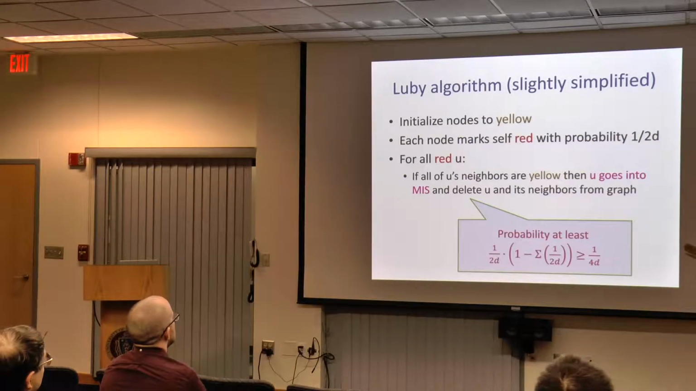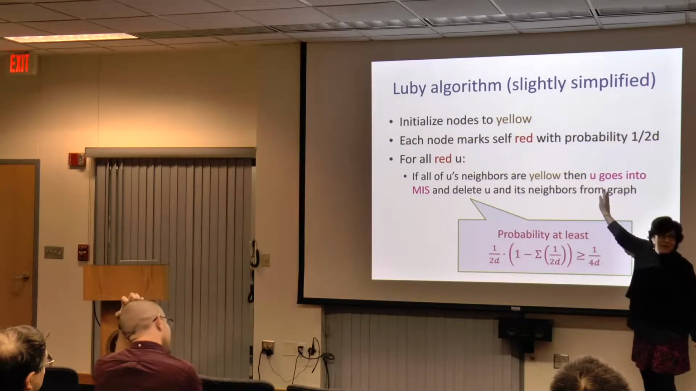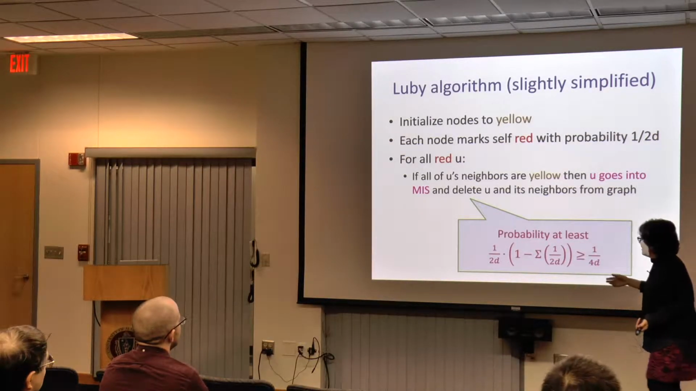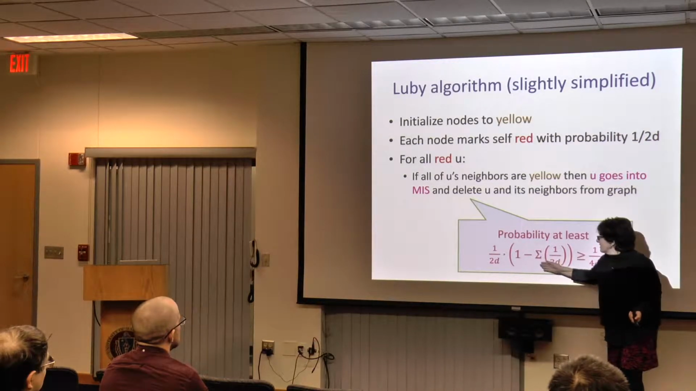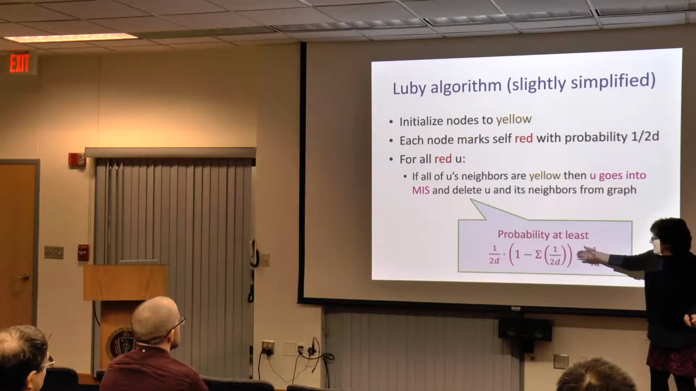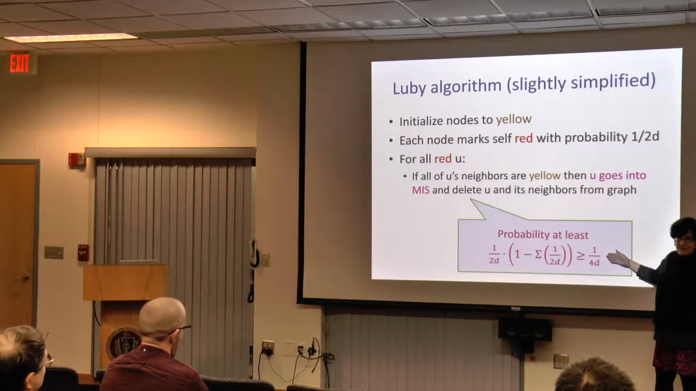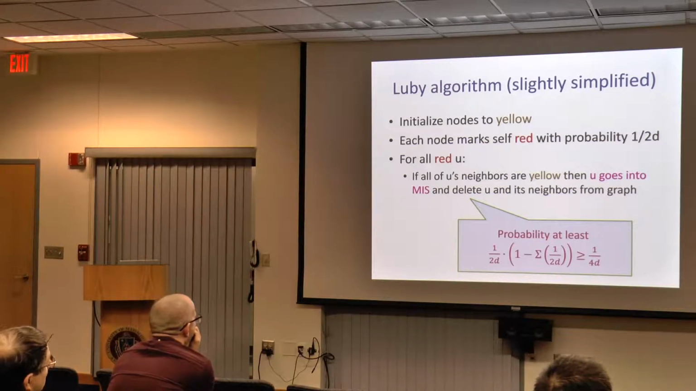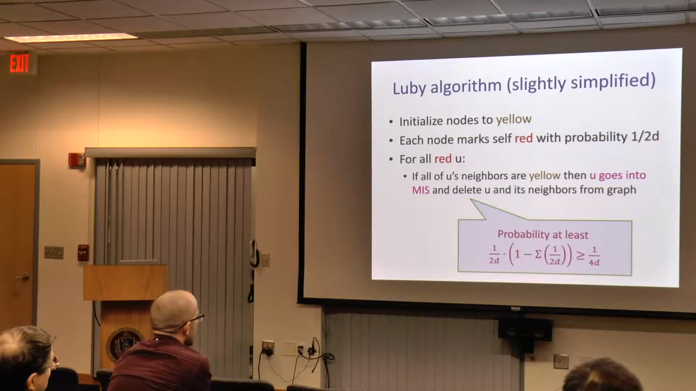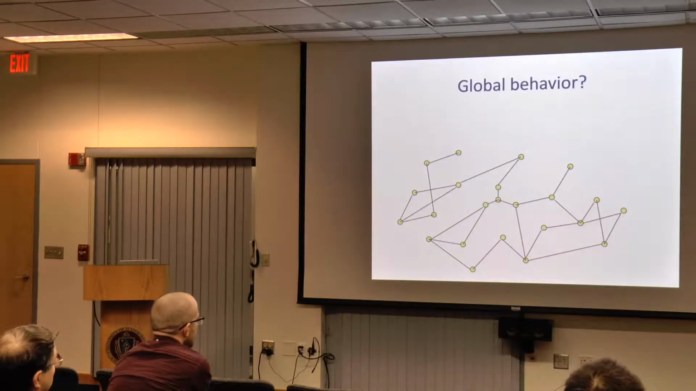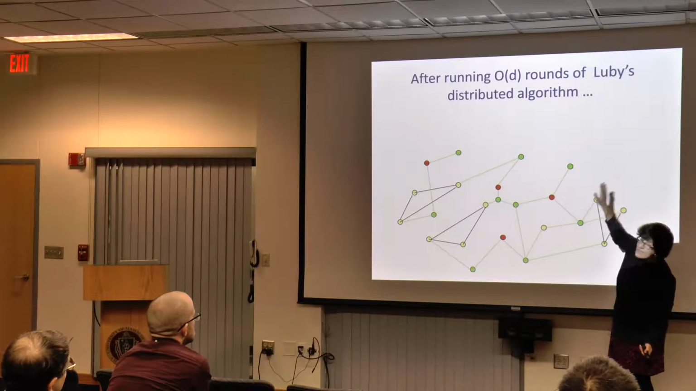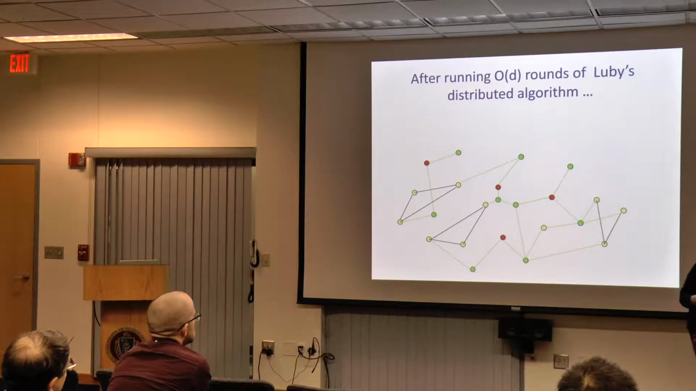All right, so if you figure out the probability: the probability I volunteer is 1 over 2d. I have d neighbors, and each one volunteers with probability 1 over 2d, so the probability none of them volunteer is 1 minus that. If you work this out, it's easy to see that it's at least 1 over 4d. So if d is a constant, then with some constant probability, I remove myself from the graph. So what's the global behavior here? It means every node, after order d rounds of Luby's algorithm, is going to remove himself and his neighbors from the graph with constant probability.